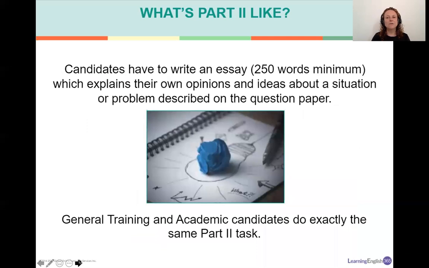In the second part of the test, for both general and academic, you will be asked to write an essay. And again, you've got a minimum word count of 250 words, as we've seen. And you'll be asked to explain your opinions and give ideas about a situation or problem that has been presented to you. And you have the same task. As I said, similar topics come up in both parts of the exam, not necessarily the exact same question.